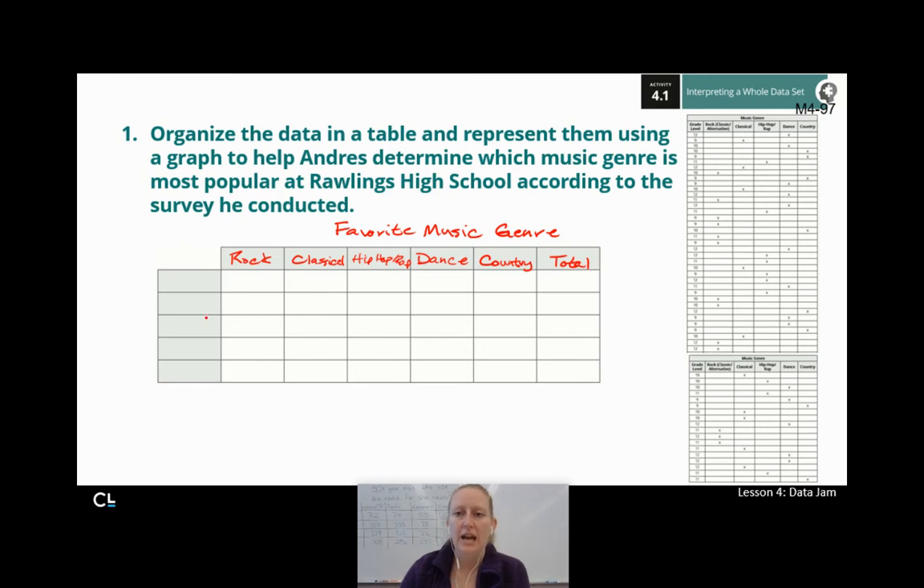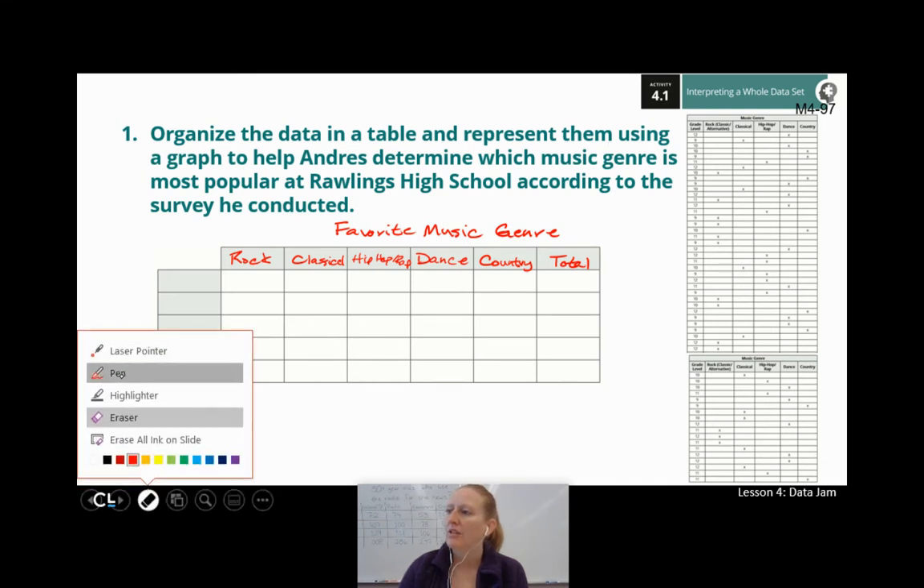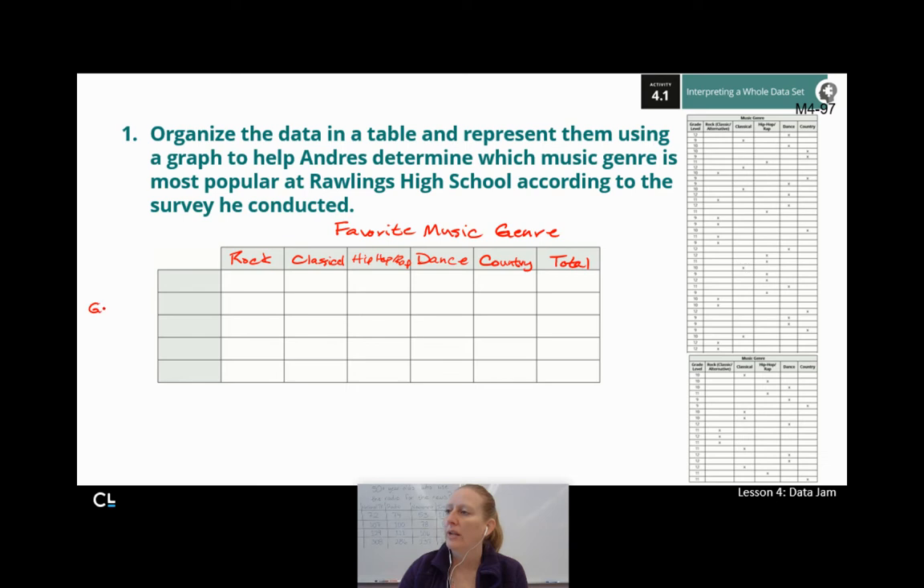And then down the side, of course, I'm going to do my grade levels. So down the side, I've got my grade level. And so we had, of course, high schools. We had 9th grade, 10th grade, 11th grade, 12th grade. And then, of course, we have our totals.